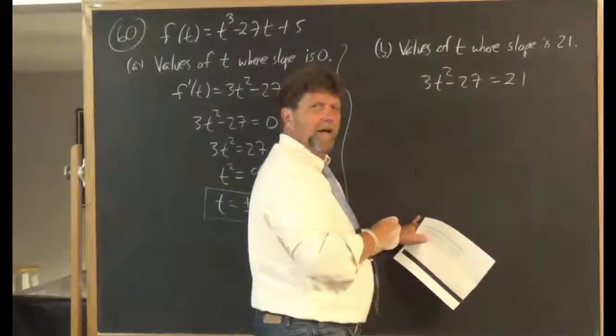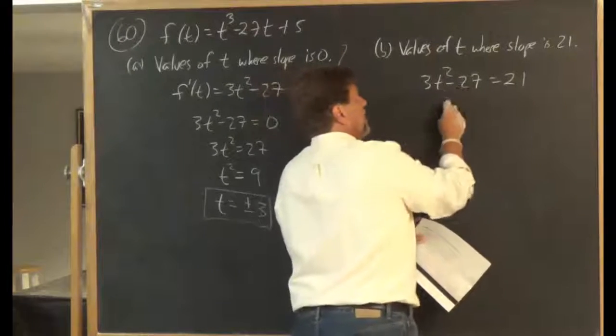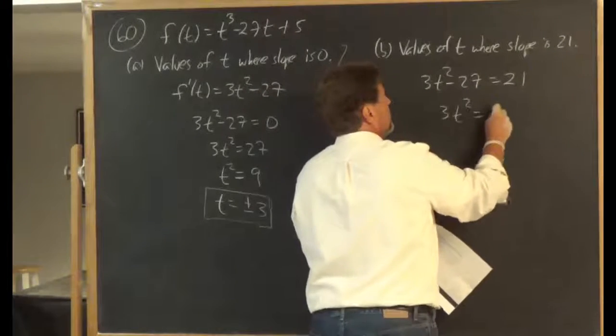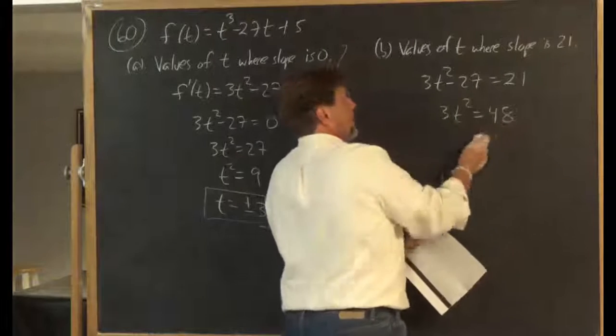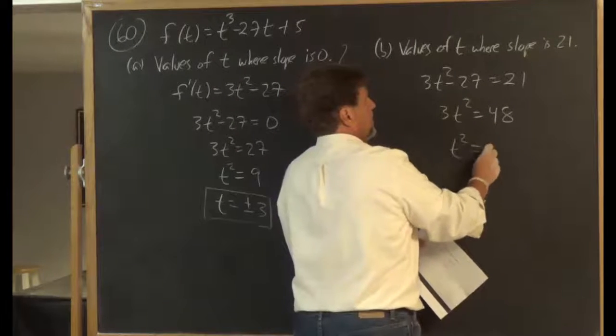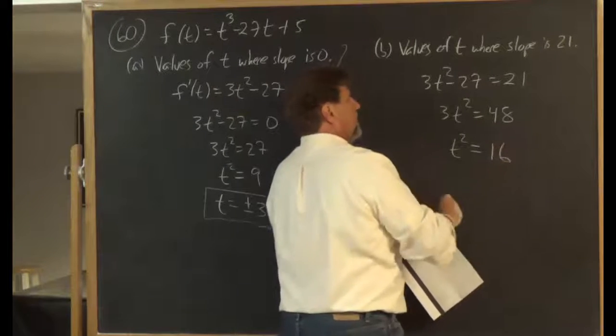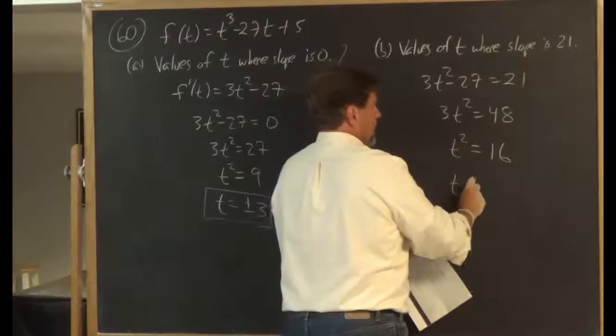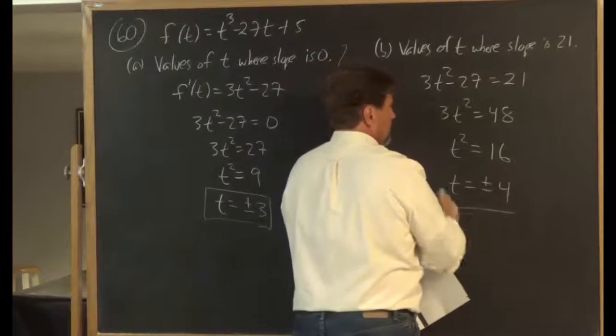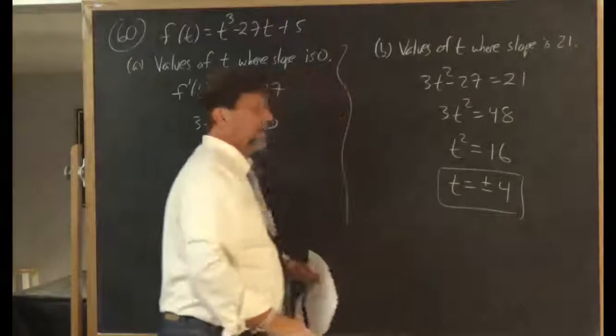We want to know where the derivative equals 21. So we'd add 27 to both sides. Divide both sides of the equation by 3. So that gives me 16. Take the square root of both sides. We get two values of t, plus or minus 4.